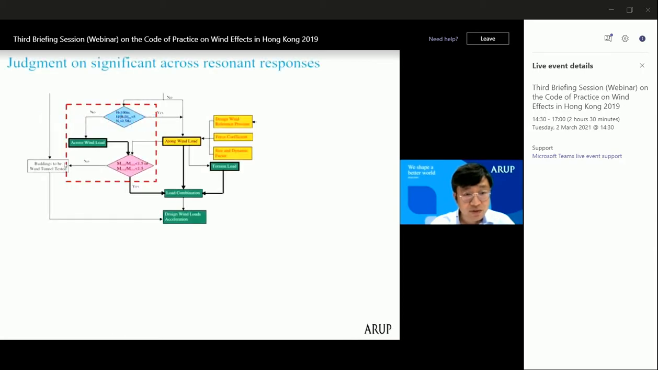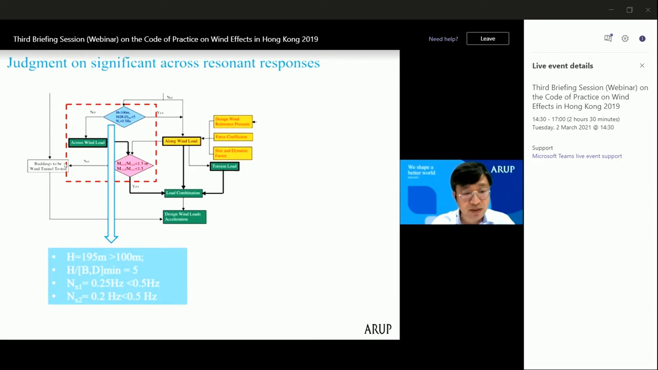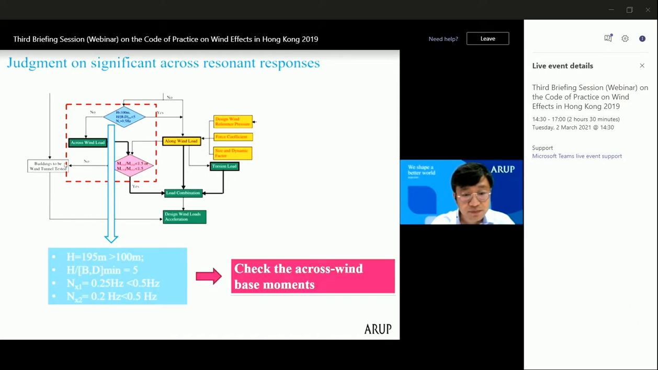Next is the calculation of the crosswind base moment. Still, we need to go through an initial judgment about whether the crosswind base moment is significant. Also, three criteria. So the first one is whether the building is shorter than 100. So we are not, because we are 195. So that means the crosswind base moment may be significant. We need to use the codified formula to do the calculation.